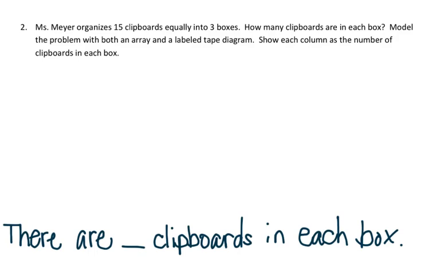And I know that there's 3 boxes and we have 15 clipboards. And we want the columns to be the clipboards, okay? So each column, remember the columns go up and down. So if I have a box, I'm going to do B1, B2, and B3, because those are my 3 boxes. And I have 15 clipboards that I need to have equally in each of those boxes. So let's just start putting our clipboards in.